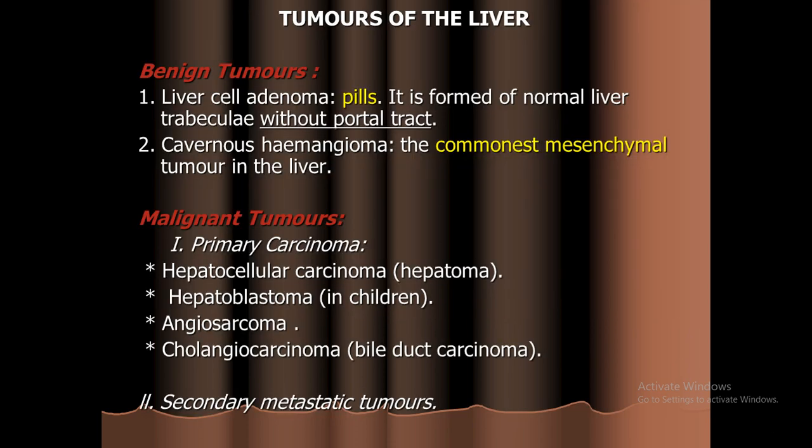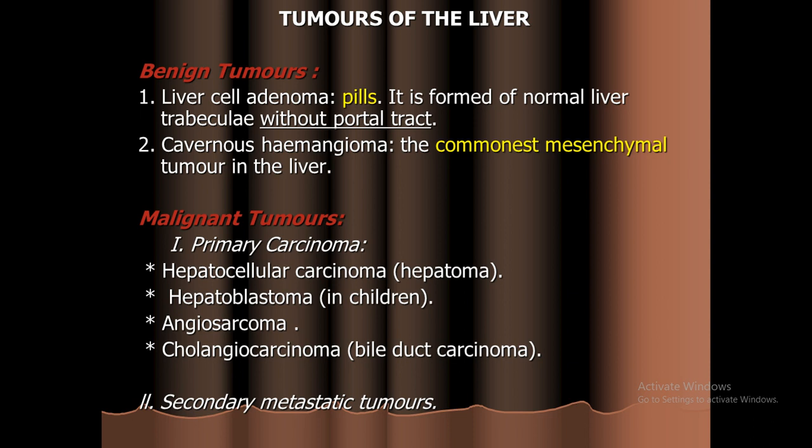Now let's go to tumors of the liver. The liver may have benign tumors, and the most common benign tumor ever is cavernous hemangioma. It is the most common benign tumor in the liver. But sometimes we see an epithelial tumor, which is liver cell adenoma, and we have to know this because it's associated with patients who receive contraceptive pills. So female patients who take contraceptive pills may present with liver cell adenoma.